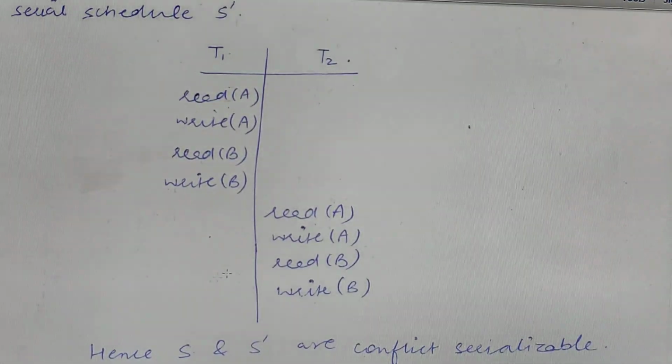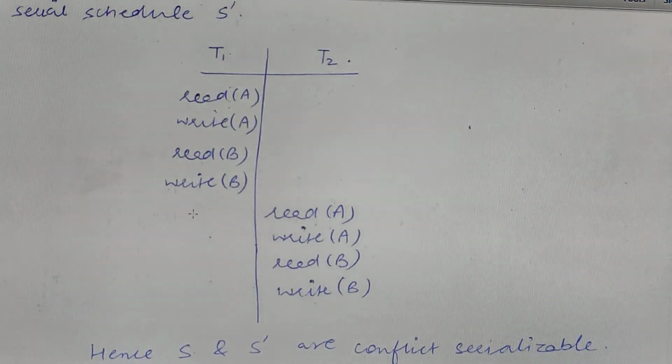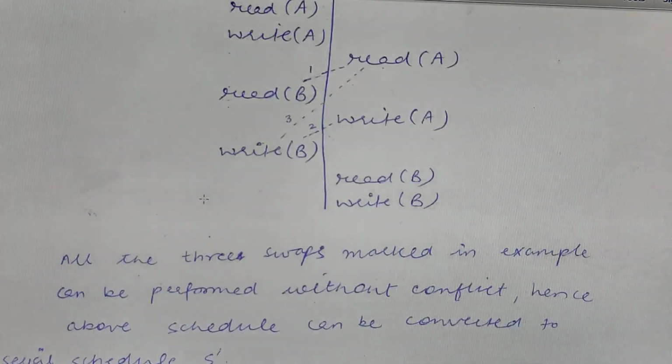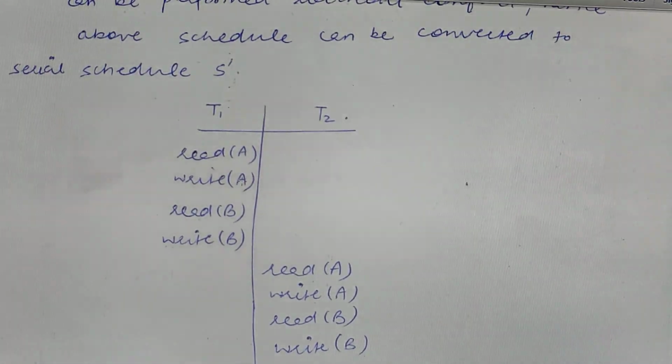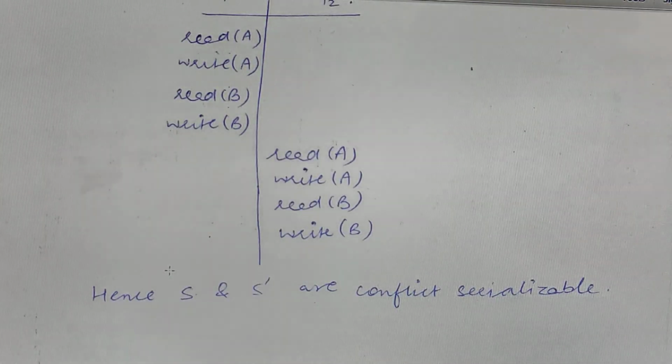Now this is basically a serial schedule because we have completed transaction T1 first, and then we have moved to transaction T2 after completing all the operations of T1. This is a serial schedule where there is no interleaving. Now you can see both the schedules, this schedule S and this schedule S dash, are equivalent, and the second schedule that I have just retrieved by swapping is a serial schedule. We will say S and S dash are conflict serializable, right? I hope you understood this.